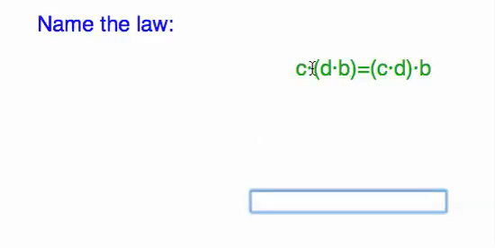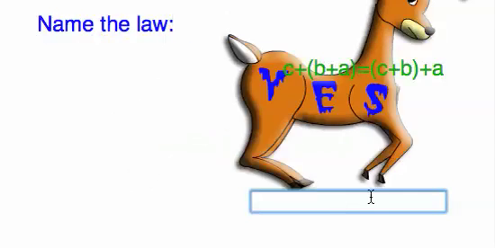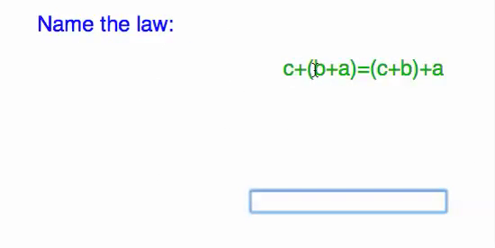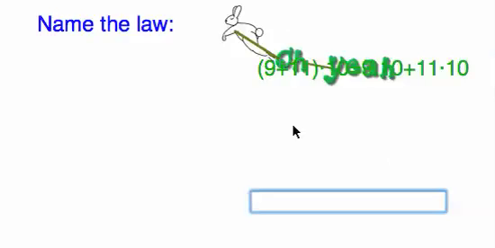Then, here we have C times D times B, C times D times B. The order hasn't changed. We have the same number of elements on the left-hand side and the same number of elements on the right-hand side. What has changed, though, is who is grouped together. So it's the associative law. Over here we have C plus B plus A, C plus B plus A. Once again, associative, because who's associated together in the brackets has changed.